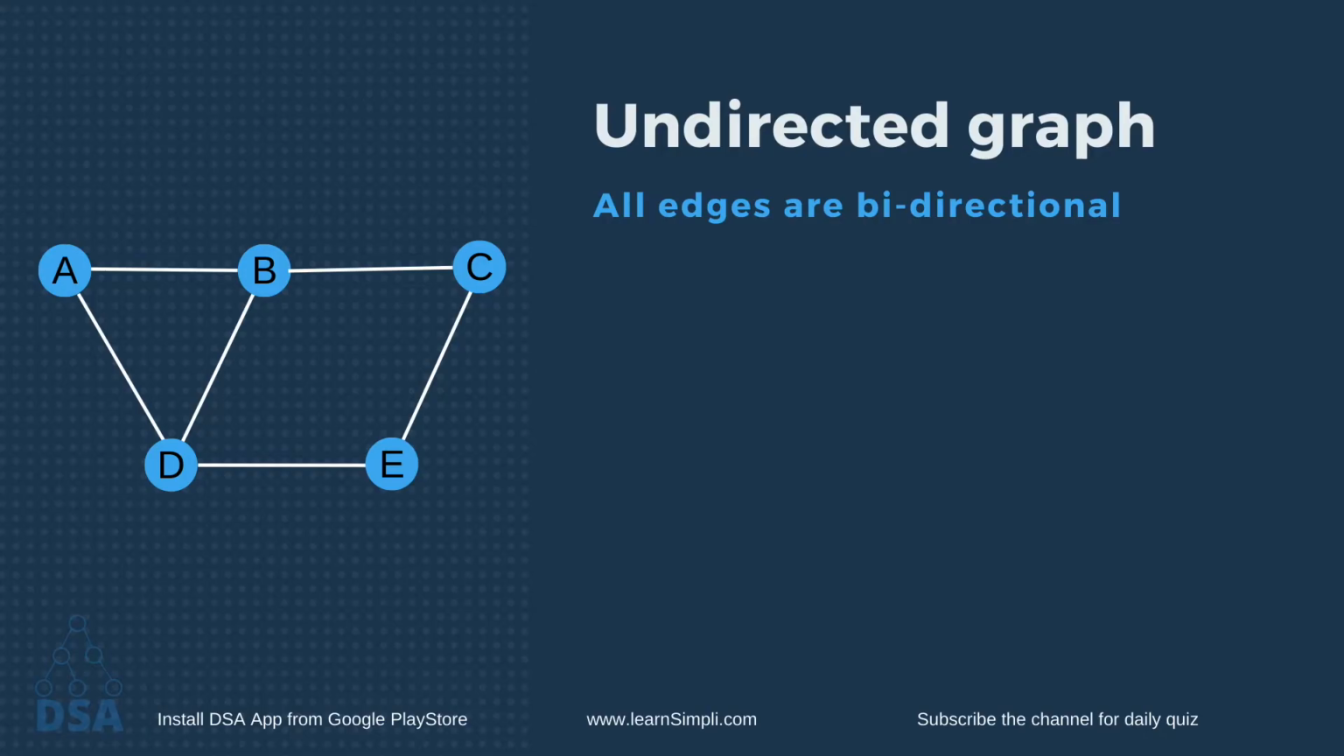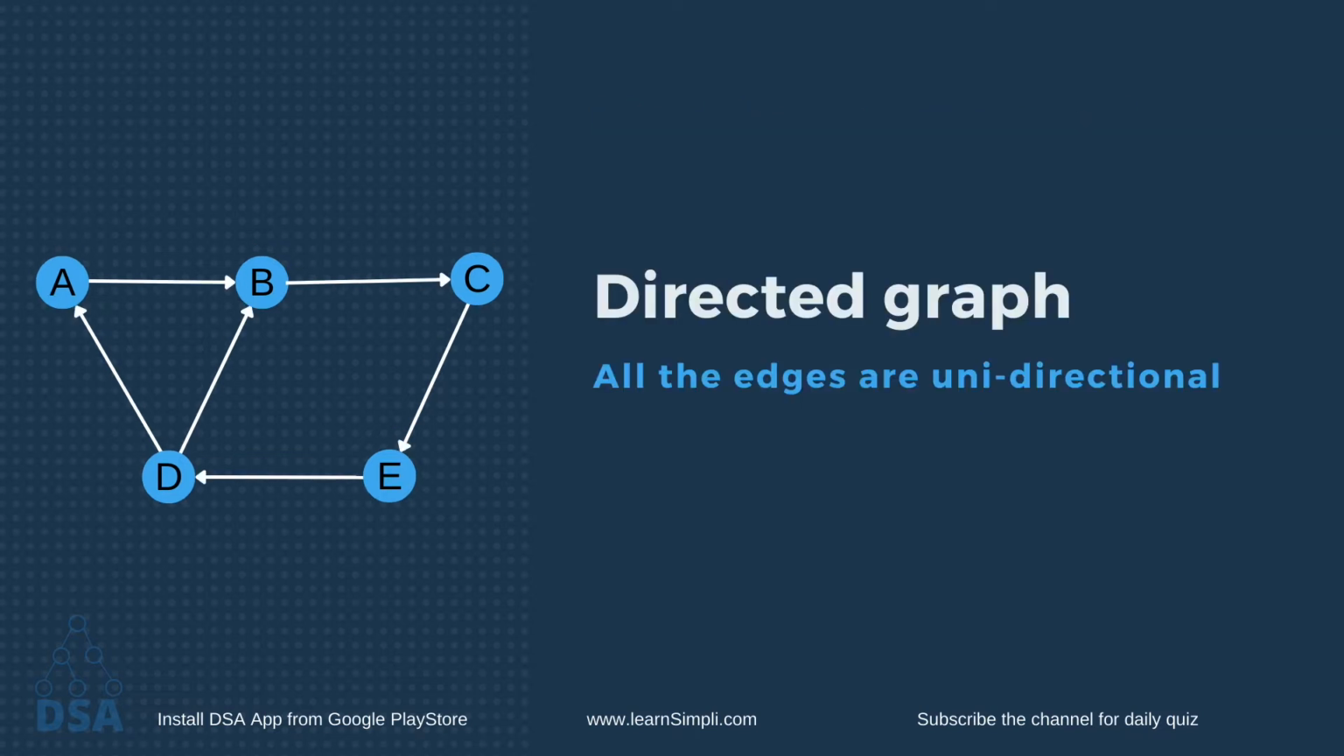Let's talk about undirected graph. In an undirected graph, all the edges are bidirectional. Example, here A and B node is having bidirectional edges. It means that we can travel from point A to B and B to A. Here edges do not point in any specific direction. In the directed graph, all the edges are unidirectional. For example, here we can travel from point A to B but cannot travel from B to A. Here edges are pointing to a particular direction.